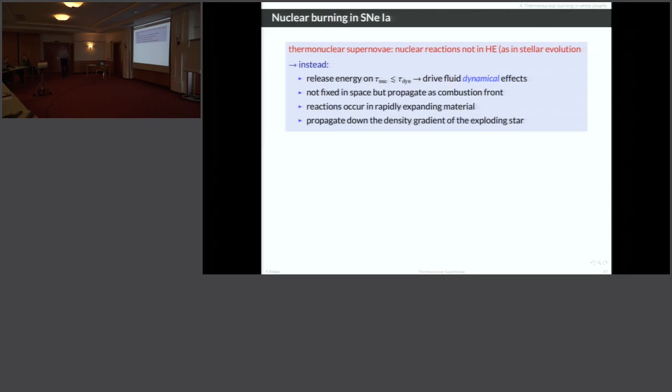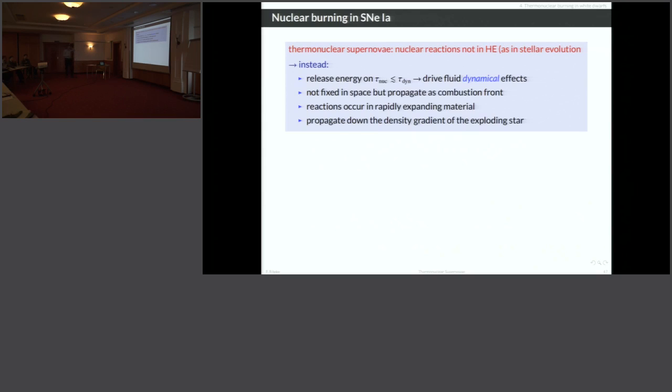Okay, so I wanted to switch topics now a little bit and take a closer look at the actual nuclear reactions in type Ia supernovae. Unlike the conditions we find in stellar evolution that you may be more familiar with, in thermonuclear supernovae, nuclear reactions are not proceeding in hydrostatic equilibrium. Instead, what we have is that the energy release is on timescales that are on the order of or smaller than the dynamical timescale of the setup. So that means that they drive dynamical effects.